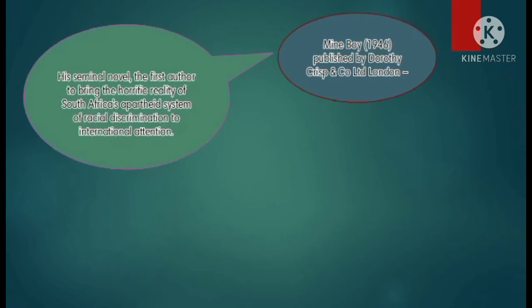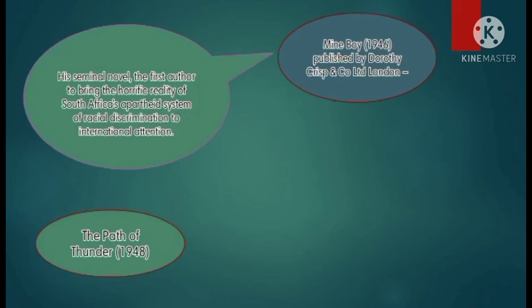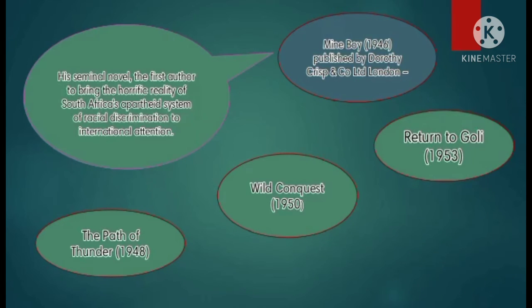Among his works is Mine Boy, dated 1946, published by Dorothy Crisp and Company. His seminal novel was the first to bring the horrific reality of South Africa's apartheid system of racial discrimination to international attention. The Path of Thunder, dated 1948, Wild Conquest, dated 1950, and Return to Goli, dated 1953, are among his famous works.